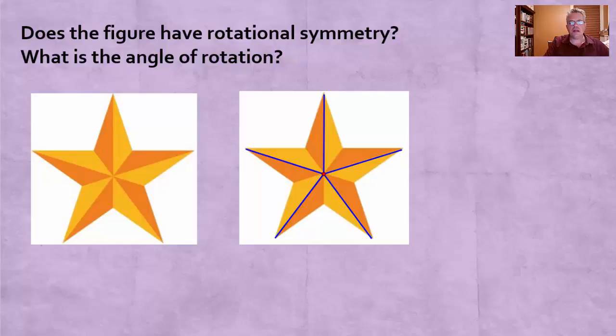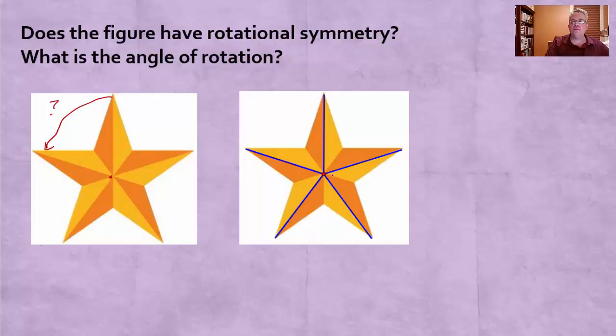Well, a figure has rotational symmetry if you can rotate it and it perfectly overlaps itself. It's as if after rotating it, you can't even tell the difference. Like this star shape here, if we rotated it so that that tip rotated to here, we couldn't tell the difference. It would look exactly the same. So this has rotational symmetry, and we want to know what this angle is here.